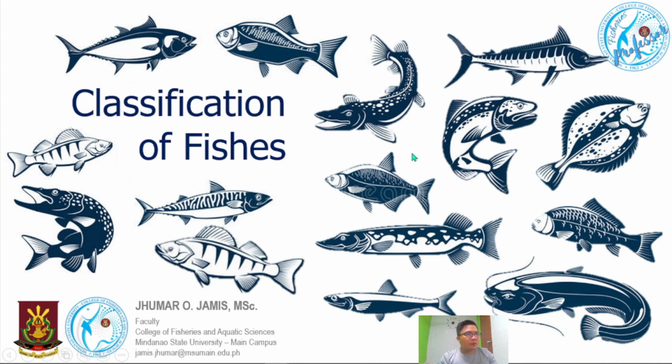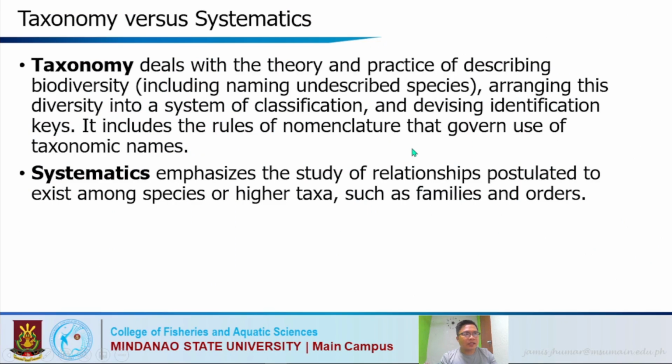Now, before we proceed to the taxonomic methods, let us first describe or distinguish the two important terms that are basically used in the science of taxonomy. First, taxonomy basically deals with the theory and practice of describing biodiversity, including the naming of undescribed species. It also involves arranging the diversity into a system of classification and devising identification keys.